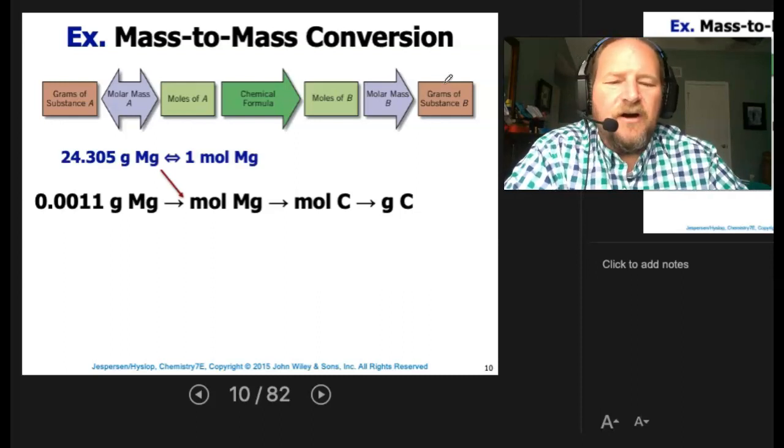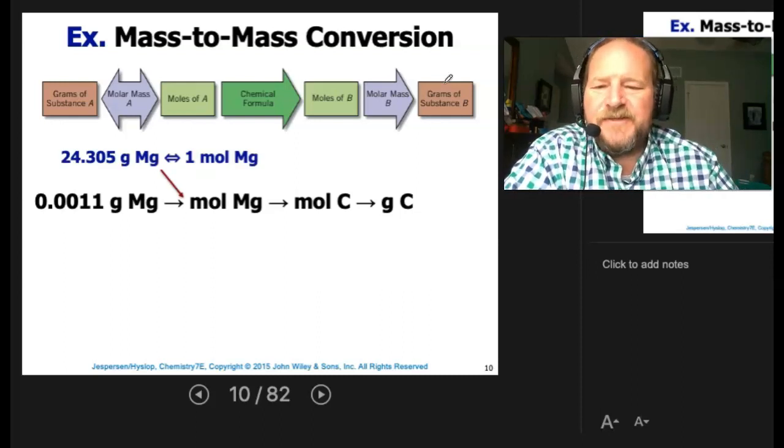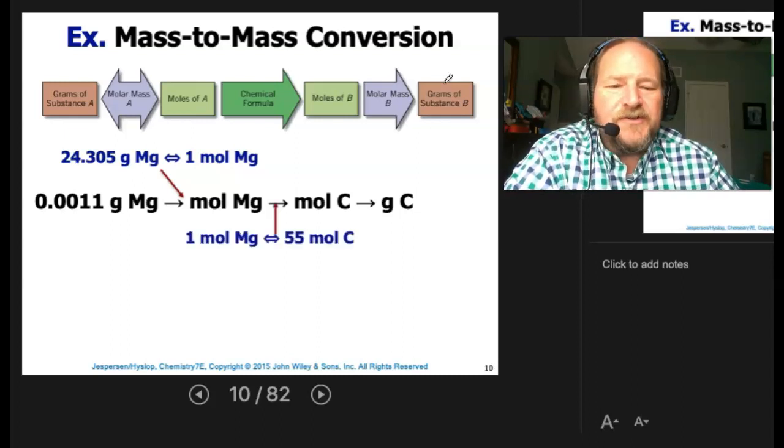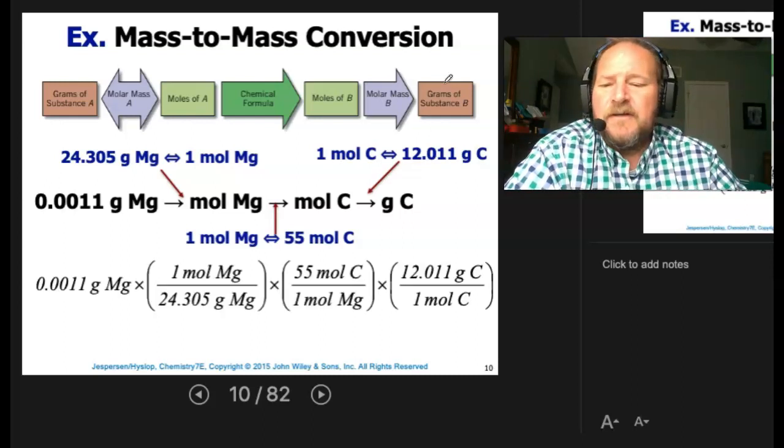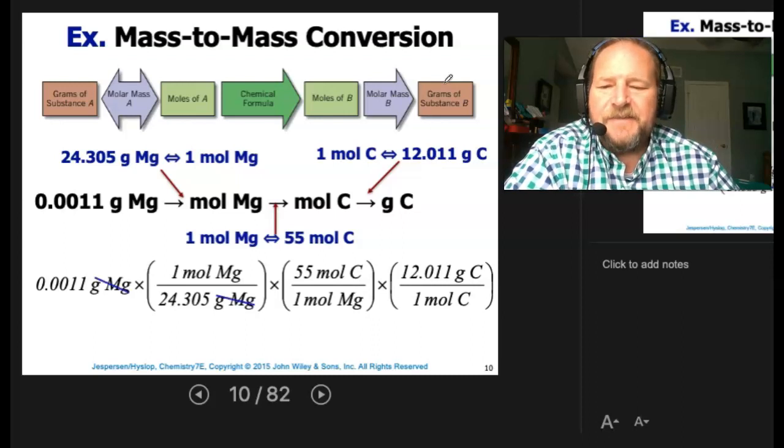We're going to use our molar mass, 24.305, to calculate moles of magnesium. Then we're going to use our chemical formula to get from moles of magnesium to moles of carbon. And then we're going to use our periodic table again to get from moles of carbon to grams of carbon. So we'll start with 0.0011 grams. We'll divide by the molar mass of magnesium. That's going to allow our grams of magnesium to cancel out. We know that moles of magnesium to 55 moles of carbon, so moles of magnesium will cancel out.